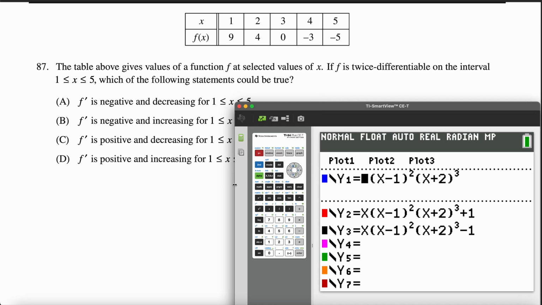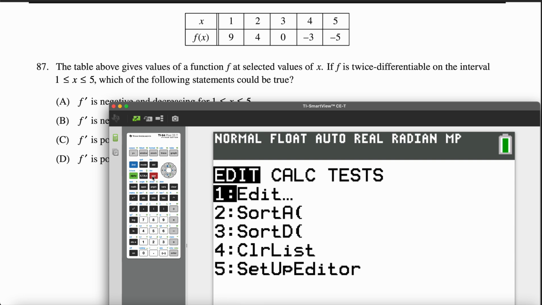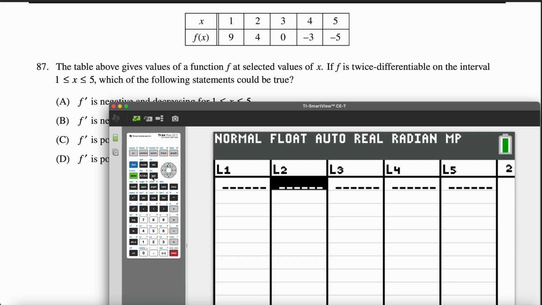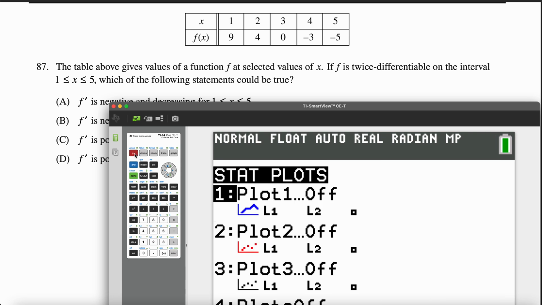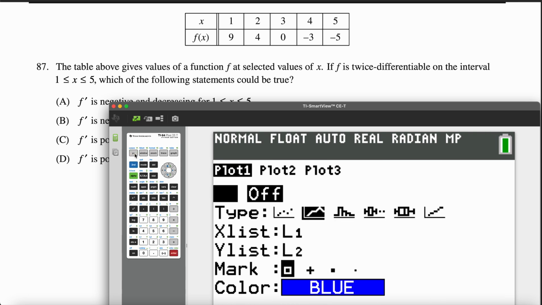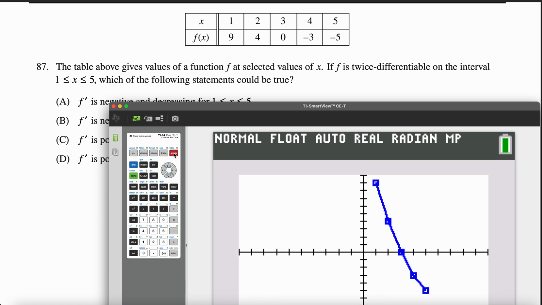What you want to do is go to Stat and then click on Edit. Now in L1 you must enter your x values, which is the 1, the 2, the 3, the 4, and the 5. And now for L2 you must enter 9, 4, 0, -3, and -5. Now you're going to go to second, stat plot, click enter, make it on, and now go to graph. Now it actually graphed your points for you.